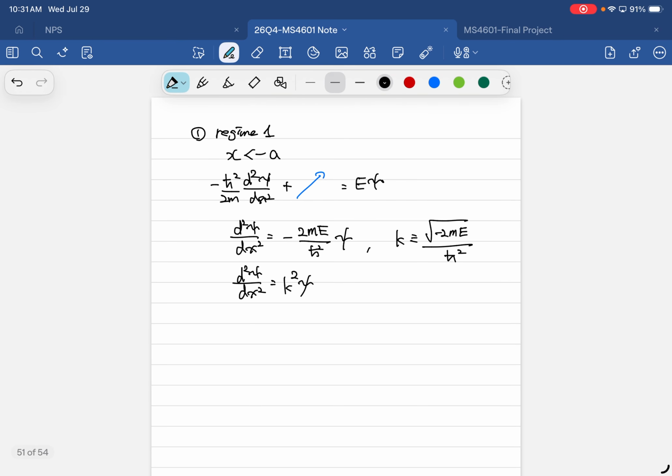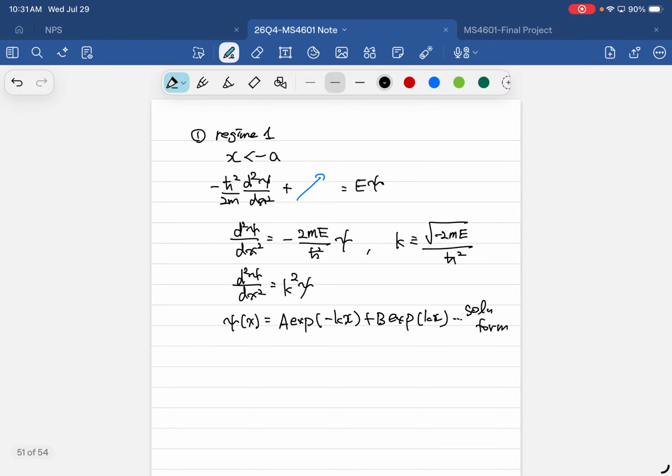And then if we solve this differential equation, the solution form is a times exponential minus kx plus b times exponential kx. This is the solution form. Now let us look into this. For region 1, psi is related to the probability density function. Do you remember?